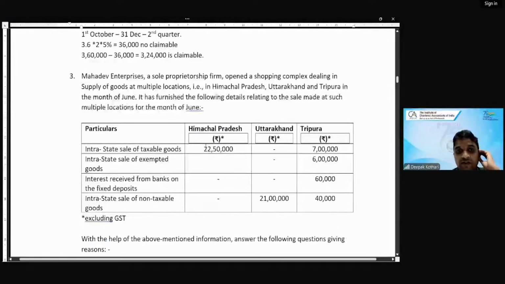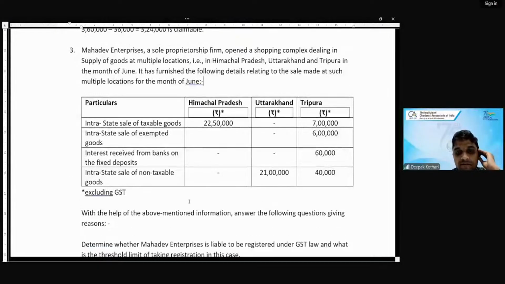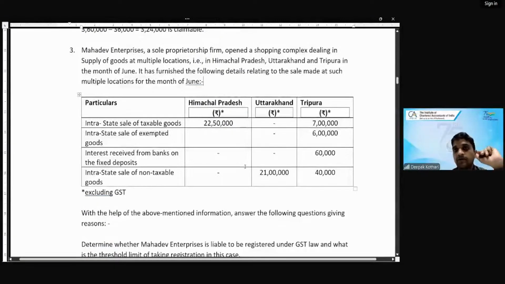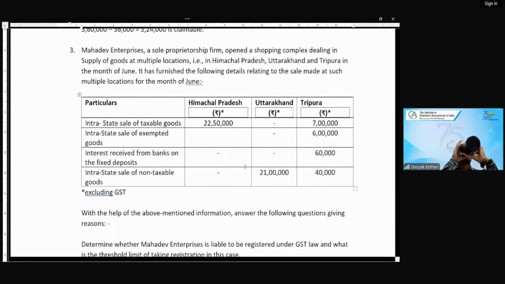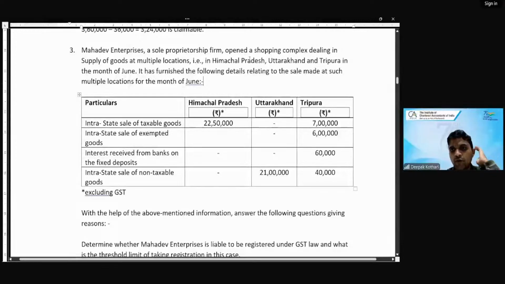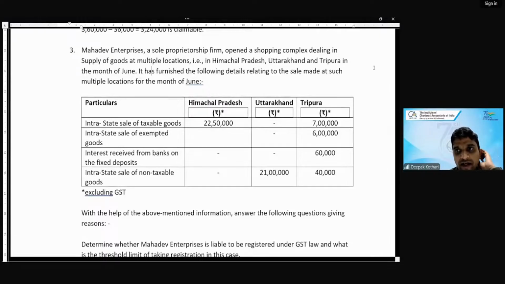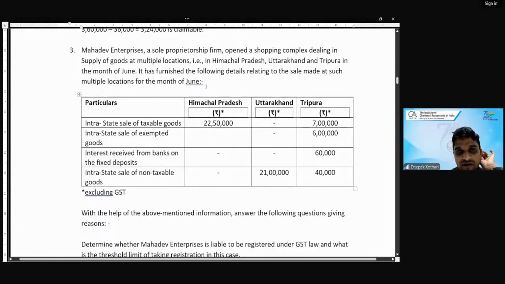Next, question number 3. Mahadev Enterprises is a sole proprietorship firm that opened a shopping complex dealing in supply of goods at multiple locations, that is Himachal Pradesh, Uttarakhand, and Tripura, in the month of June. It has furnished the following details relating to sales made at each location for the month of June.